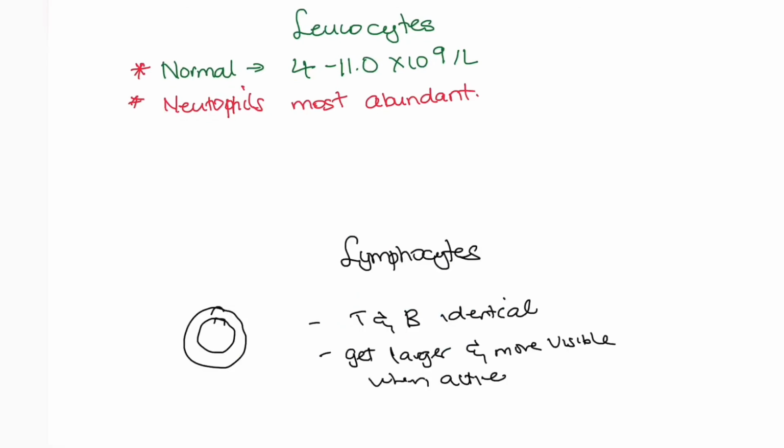All right, now we're going to focus on our agranulocytes. So the first one are your lymphocytes. Now lymphocytes, they are very small in comparison to the other cell types. They have a very round nucleus with no nucleoli, and it's important to know that when they are metabolically active, they get larger and more visible.